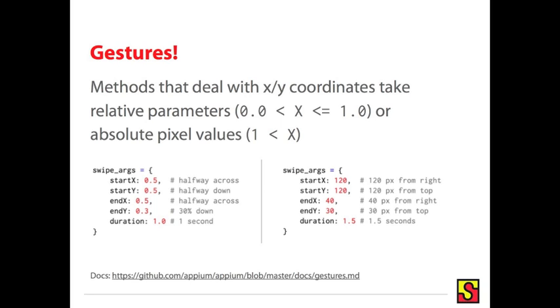Of course, sometimes we might want to use an absolute measurement. So we can just use values greater than 1, and Appium will interpret that as a pixel value. So things like 120 on the right side will mean 120 pixels from the left edge or from the top edge. And I apologize, the slide is incorrect here. It's not 120 pixels from the right. It should be 120 pixels to the right from the left edge of the screen. So the origin is the top left of the screen.